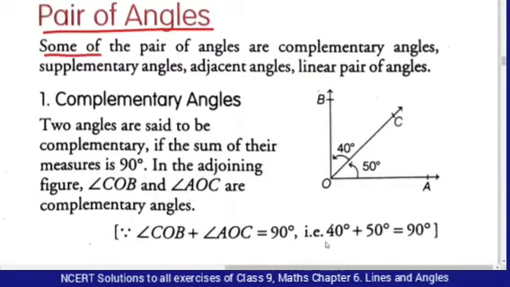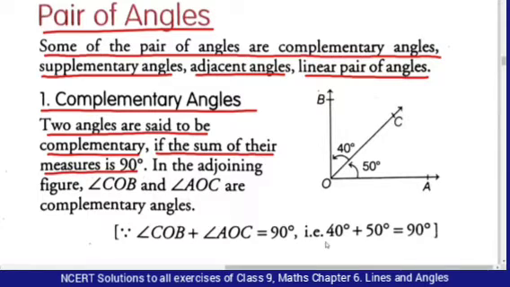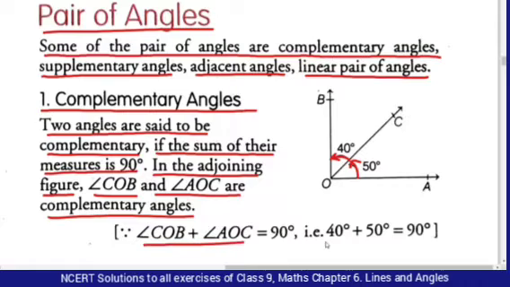Next concept is pair of angles. Some of the pair of angles are complementary angles, supplementary angles, adjacent angles, linear pair of angles. First we will see about complementary angles. Two angles are said to be complementary if the sum of their measures is 90 degree. So in the adjoining figure, angle COB is 40 degree and angle AOC is 50 degree. Angle COB and angle AOC are complementary angles because 40 plus 50 is 90 degree. Complementary angles form 90 degree.